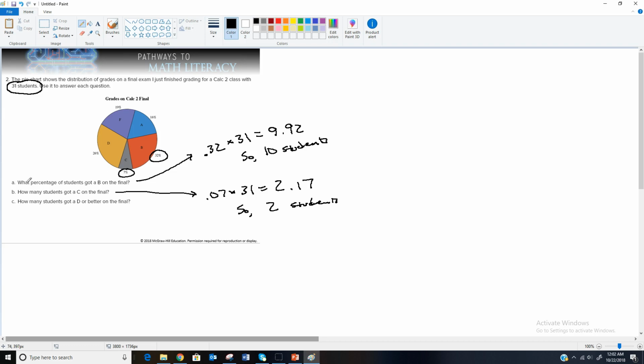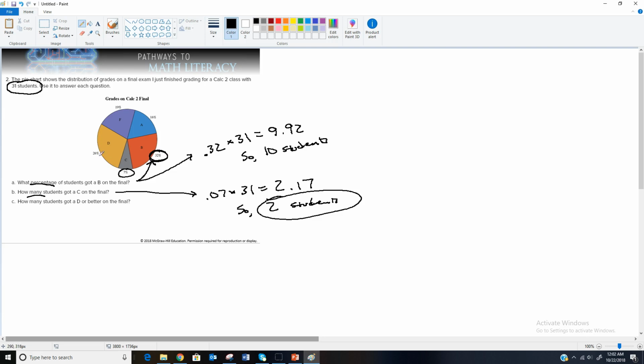I'm just noticing here that on part A it says what percentage of students got a B. So for that one we were actually done when we said 32% because it asked what percentage. This one asks how many, so this one we did have to do the 2 students. But on this one technically the answer was 32%.